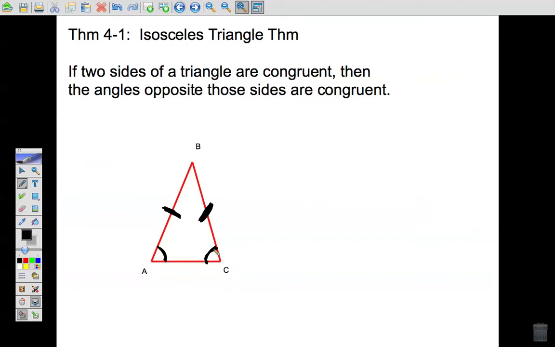Just to emphasize it a little bit more, how about if I have a triangle setting like this, and these are the 2 equal sides. What are the angles opposite them? Well, the angle opposite this one is here, and the angle opposite this one is here. So those would be the 2 opposite angles that are equal to one another.